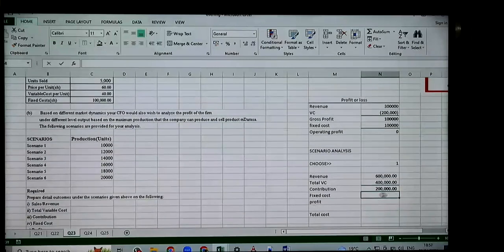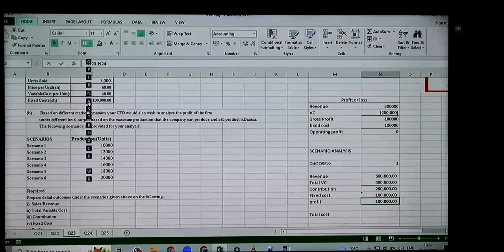Then we go to our fixed cost. Our fixed cost will remain constant, that's why they are called fixed cost, so we shall just take them from there. And our profit now will be equal to the 200 minus the 100. Control enter, control bold, Alt HBU, isn't it?